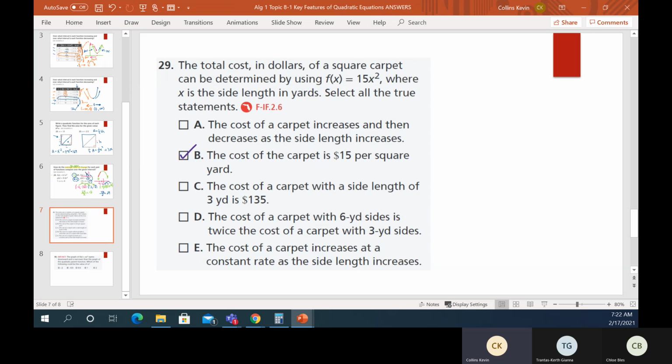So that guy's good. We'll take that one. So yeah, we like this guy. He's good. All right. That's a nice looking check mark, if I do say so myself. It says the cost of the carpet with a side length of 3 is $135. Okay. So we'll get our calculator out for that one. Bring him in here.